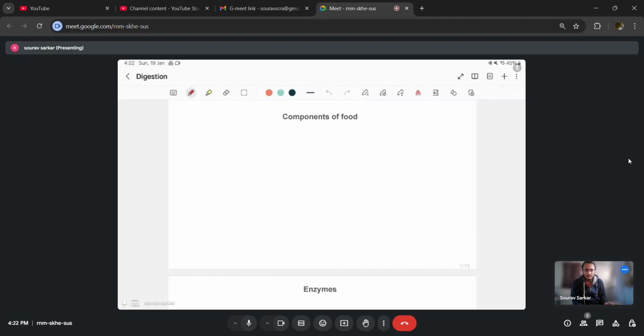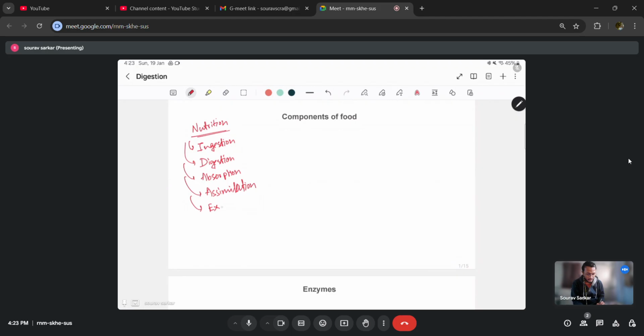So right now I am going to discuss the portion of digestion, that is the part of life processes, mainly the part of nutrition. In the case of life processes, the major life processes are reproduction, excretion, and nutrition. In the nutrition portion there are different steps. The first one is ingestion, then the second one is digestion, after that absorption, assimilation, and after that there is excretion.